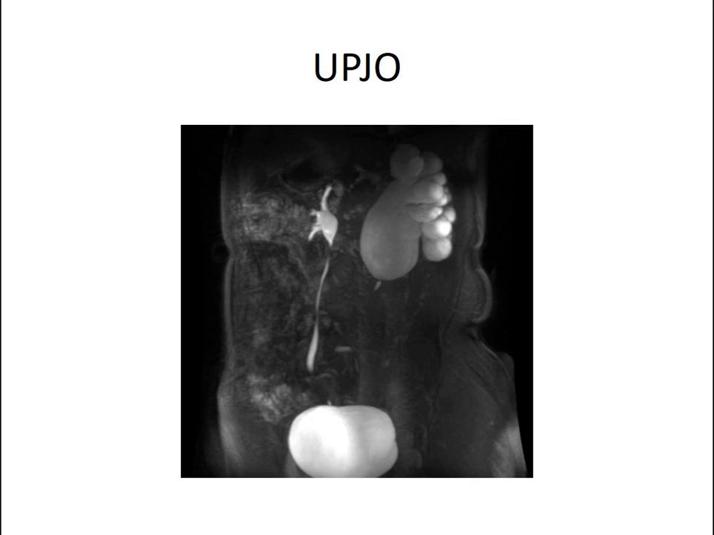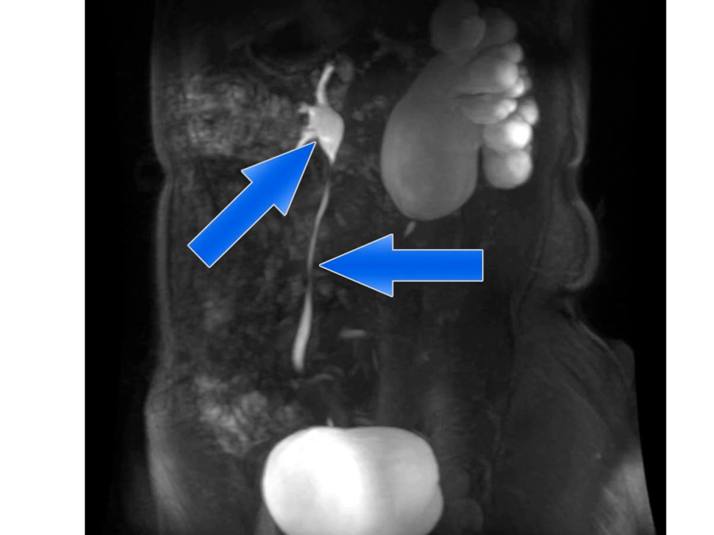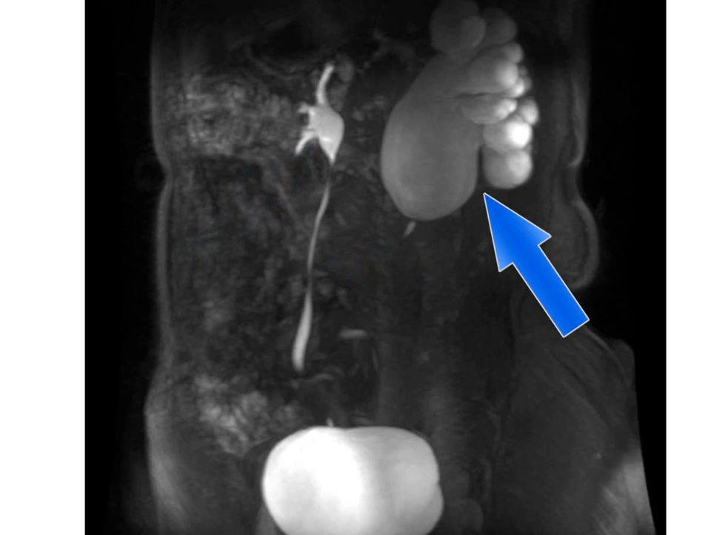This is the schematic of a UPJ obstruction. This is a test where dye was injected. We don't typically do this stage because this is associated with radiation exposure. But on your left side facing the screen, you see a normal appearing kidney with a nice thin ureter. On the far right, you see what I call a shmoo.